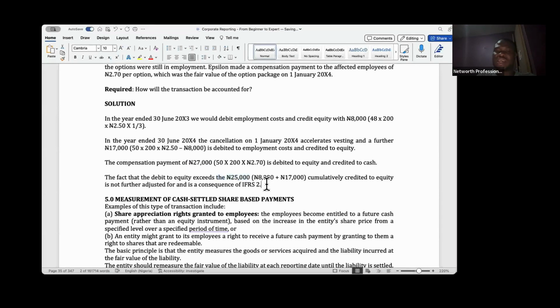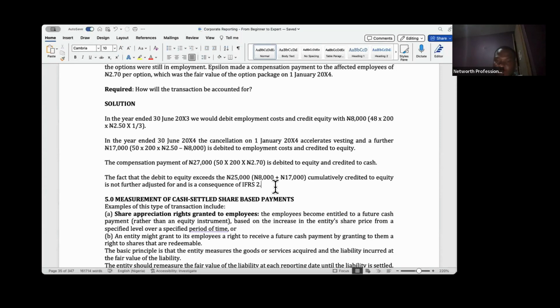IFRS 2 says that for that excess, you don't need to make any further adjustment. They said it is a consequence of IFRS 2. Please don't ask me why they did that; it's not relevant. Since IFRS 2 has said that, you should just leave that excess payment in the equity. Since that is what the standard said, we'll follow it through.